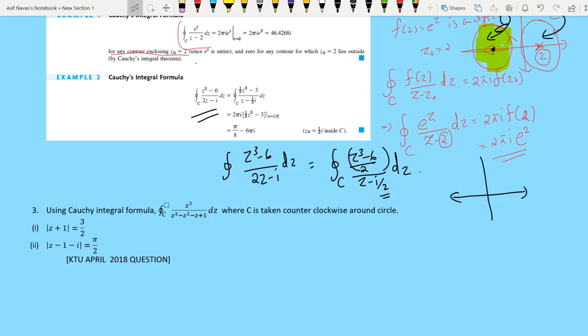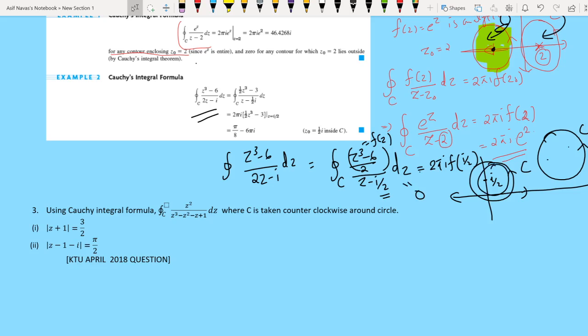Now if you take any contour, this is i by 2, and this is simple closed curve C. If our C contains i by 2, then we will use Cauchy integral formula: 2 pi i into f of z, where f is this numerator part, so f of i by 2. If you take any other contour, here i by 2 is outside, therefore this must be equal to 0. For this C2, if you integrate over C2, then the answer must be 0. So the thing we have to do is find z naught and check whether z naught is inside the contour C or not.